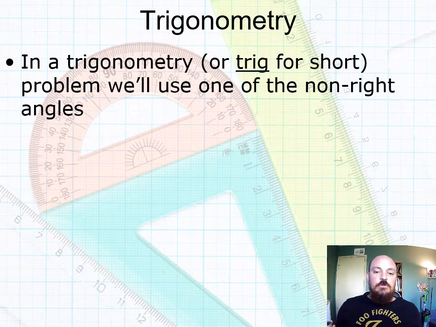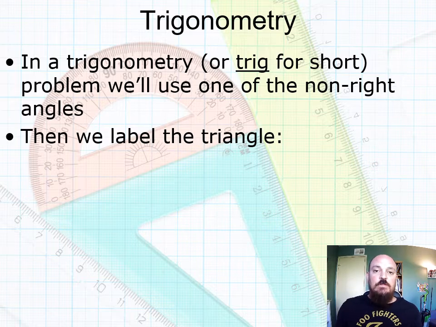Now, when we start doing a trigonometry problem, and from now on for the notes, I'm just going to say trig for short. So in a trig problem, we need to know which angle we're talking about. Every triangle has three sides and three angles. In a right triangle, one of them is the right angle. We're going to be talking about one of the other two angles. We call them acute angles because they're both less than 90.